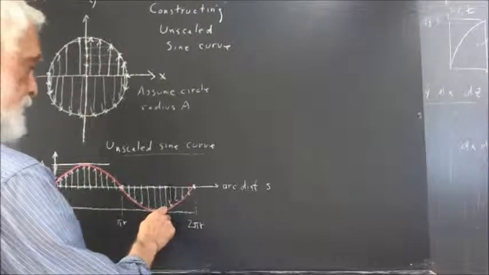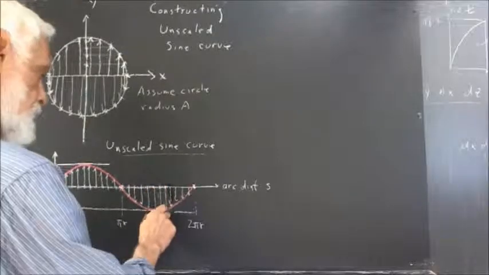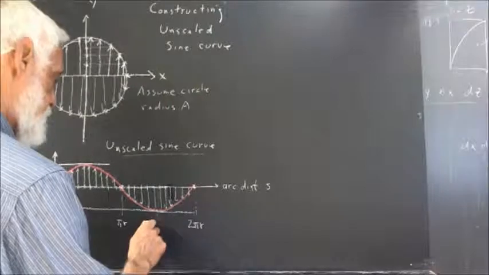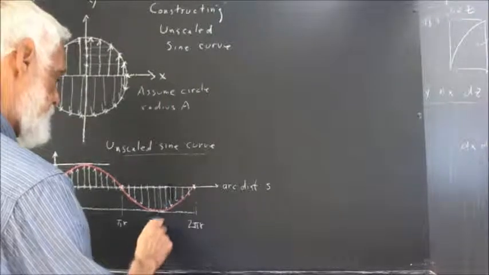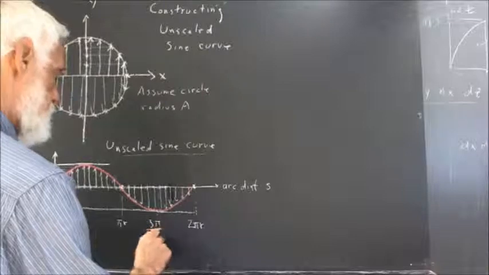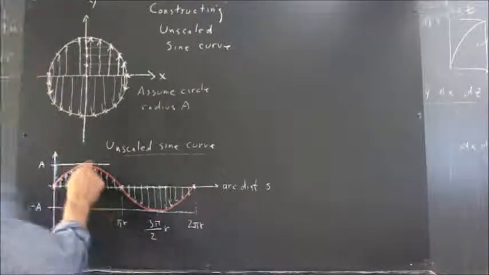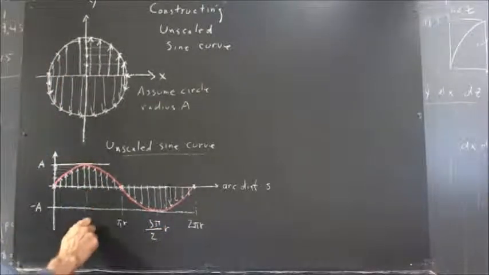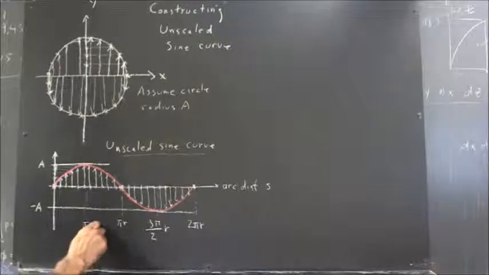A point where the graph meets the minimum here is going to have 3 pi over 2 times r, and the point where we have the maximum is going to be at pi over 2 r.